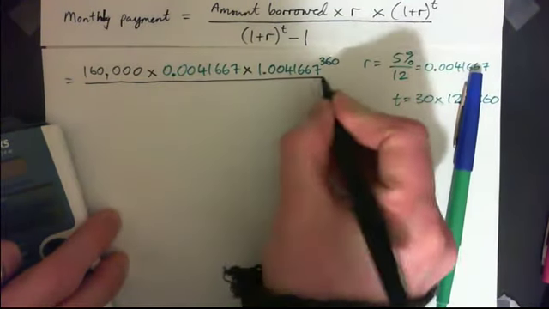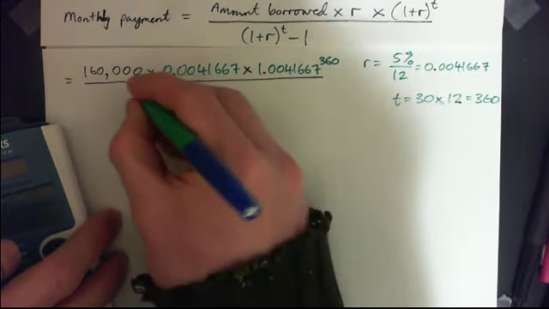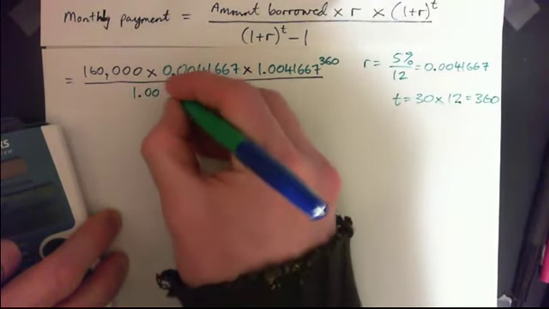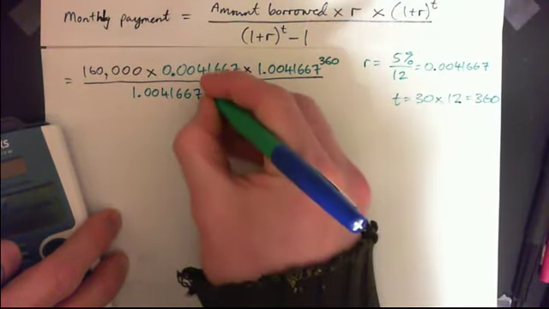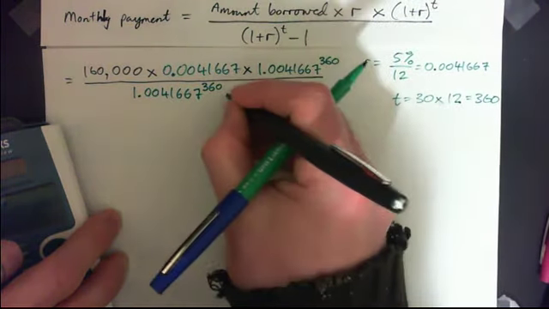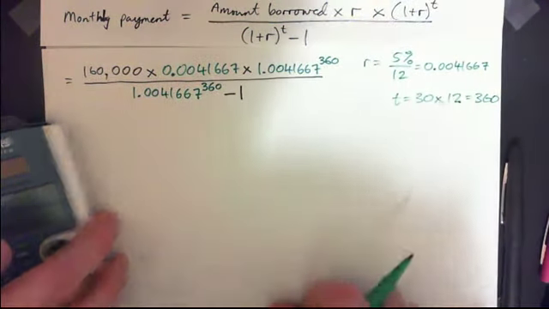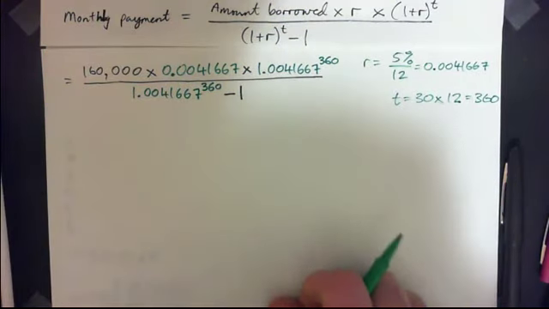And then we calculate the bottom, 1 plus r to the power of t, minus 1. Okay, so that's 1.0041667 to the power of t, which is 360, and then minus 1, right? Okay, so I guess we could do that. Go ahead and calculate that and see what you get, right?